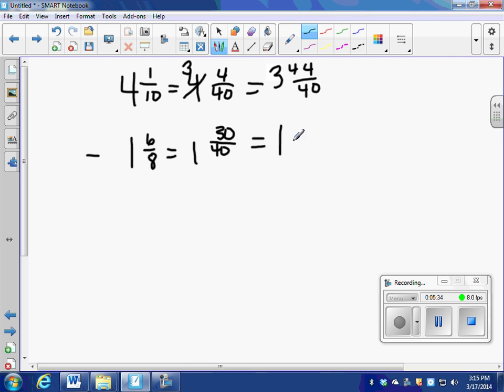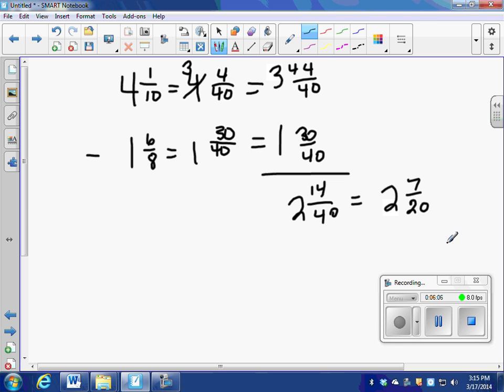And now I can subtract 1 and 30/40ths. So 44 minus 30 gives me 14/40ths. And 3 minus 1 gives me 2. Now, this answer is perfectly fine, but I'm going to go ahead and simplify by dividing by 2. So 14 divided by 2 gives me 7, and 40 divided by 2 gives me 20. So my total answer is 2 and 7/20ths. Now, there's another way to solve this problem also, and that's by changing everything into an improper fraction.